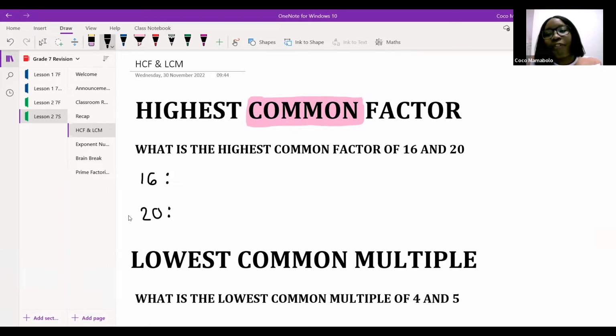Now, remember the factors of 16 are the numbers that when multiplied together give me 16. Think of all the numbers that when multiplied together will give me 16.